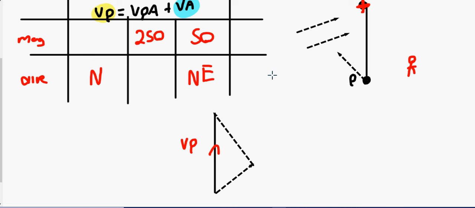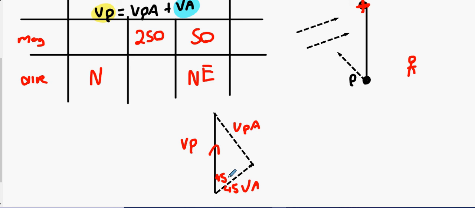So that diagram should make complete sense to you. That VPA, you're aiming your plane in a northwesterly direction, and now you have enough information to do everything there. So what's the first thing we know? If that's 45, what does that mean?